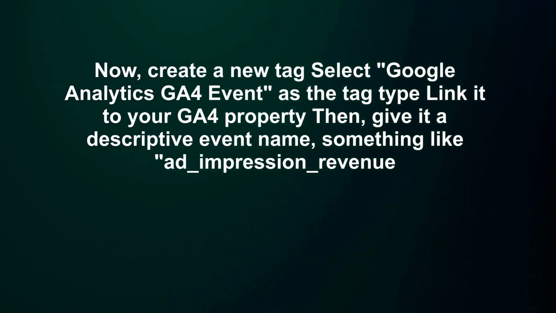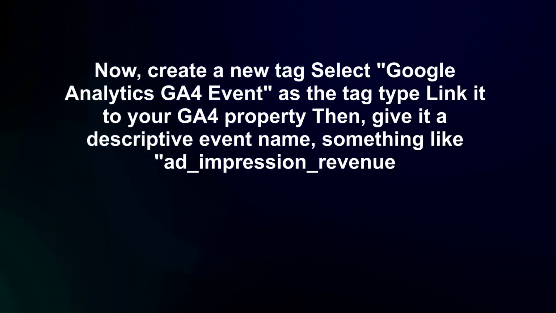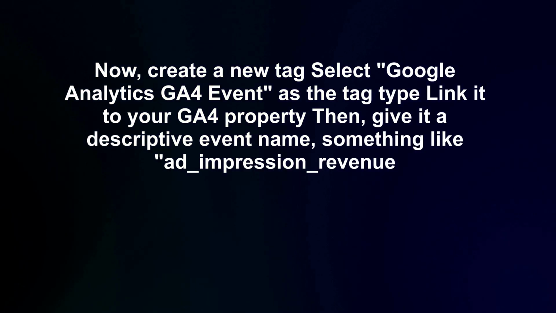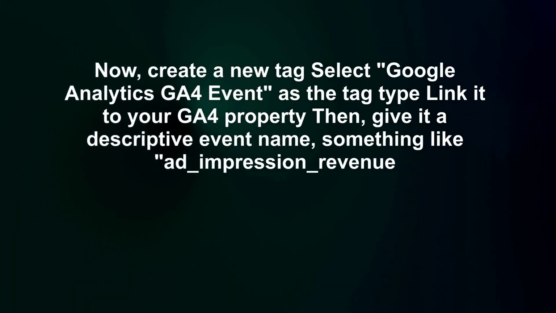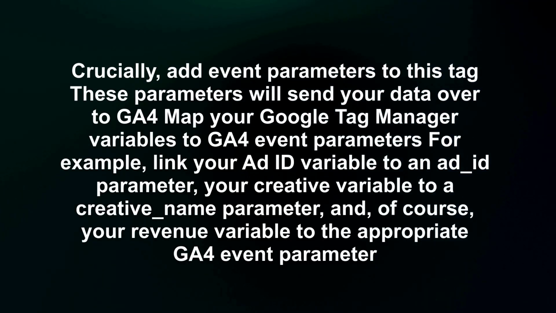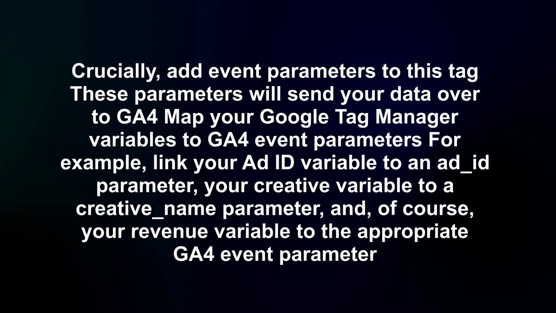Now, create a new tag. Select Google Analytics GA4 event as the tag type. Link it to your GA4 property. Then, give it a descriptive event name, something like ad_impression_revenue. Crucially, add event parameters to this tag. These parameters will send your data over to GA4.